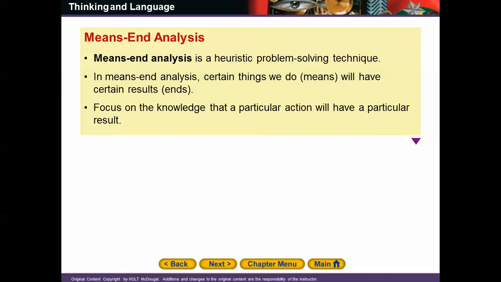In a means-ends analysis, we know that certain things we can do, like means, will have certain results, like ends. As with the difference reduction method, means-ends analysis aims to reduce the difference between where we are and where we want to be, but it goes beyond difference reduction in its awareness that a particular action will have a particular effect. Whereas difference reduction asks, what direction must I move in to get from here to there? Means-ends analysis asks, what can I do to get there? With means-ends analysis, the problem is always broken down into parts, and then those little parts are solved individually and then put together. And we do this all the time without realizing it.